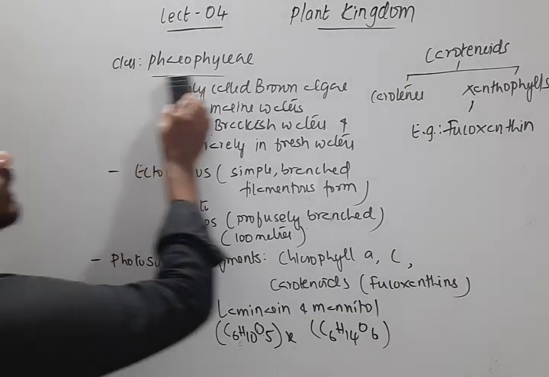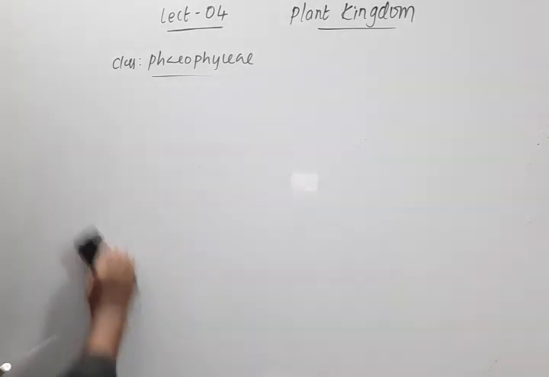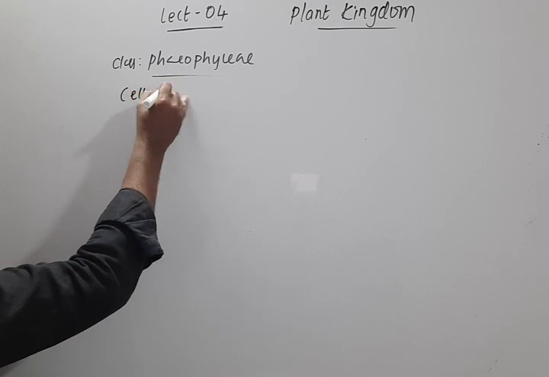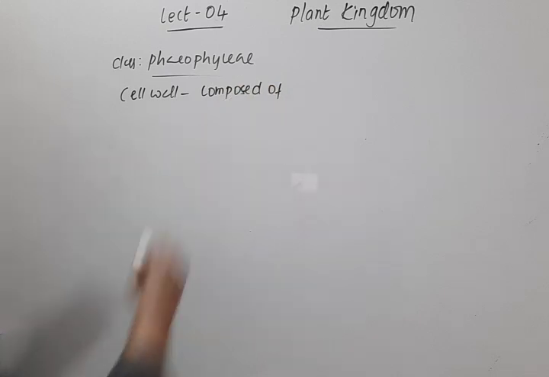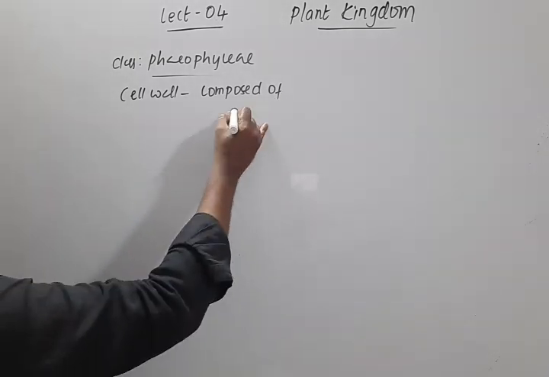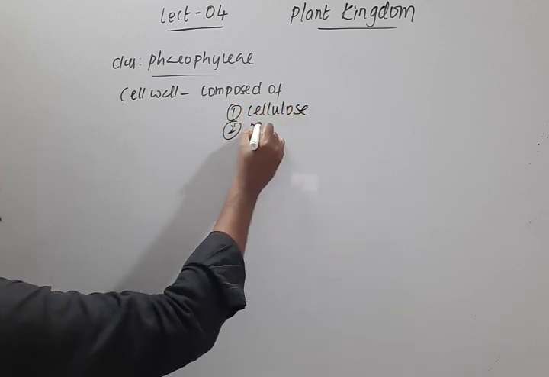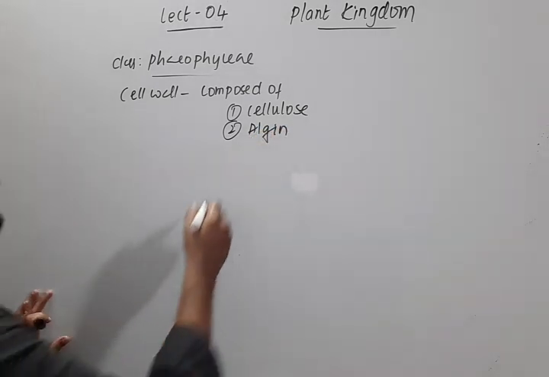Then, coming to the cell wall. It is composed of cellulose, and that cellulose is covered by algin. So one is cellulose and another one is algin. The outer cellulose is covered by algin.